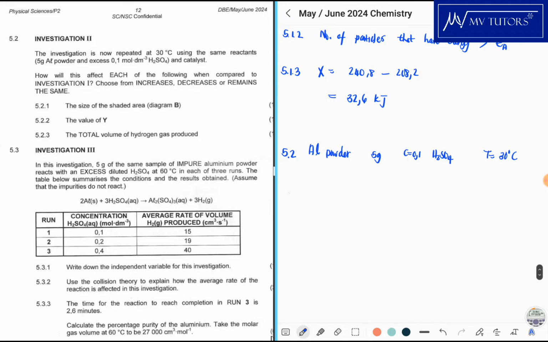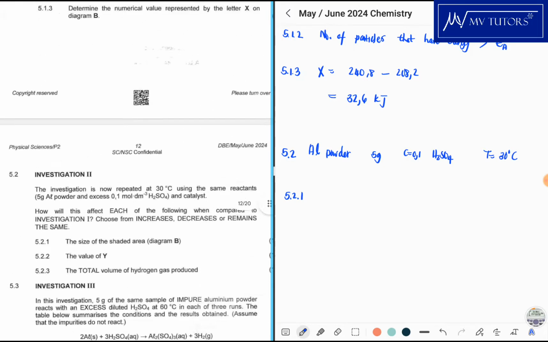All right, 5.2.1. How will this affect each of the following when compared to the investigation? So we must choose from increase, decrease, or remains the same. So the size of the shaded area in diagram B.